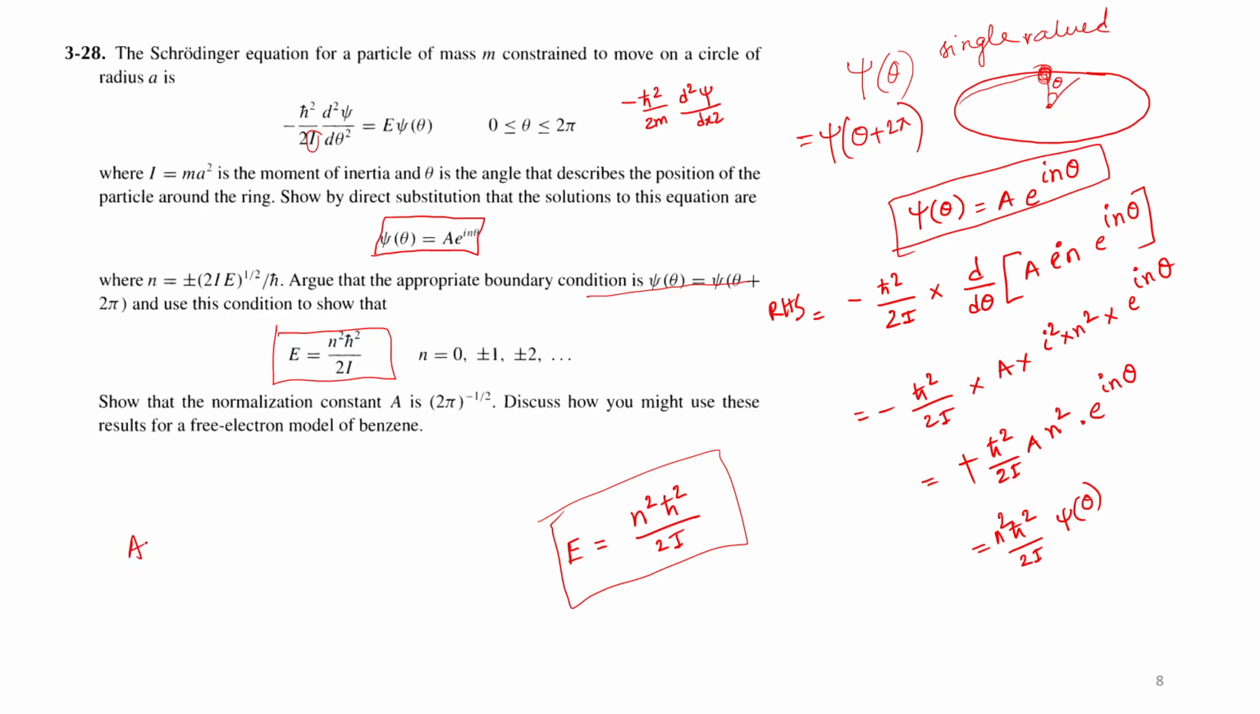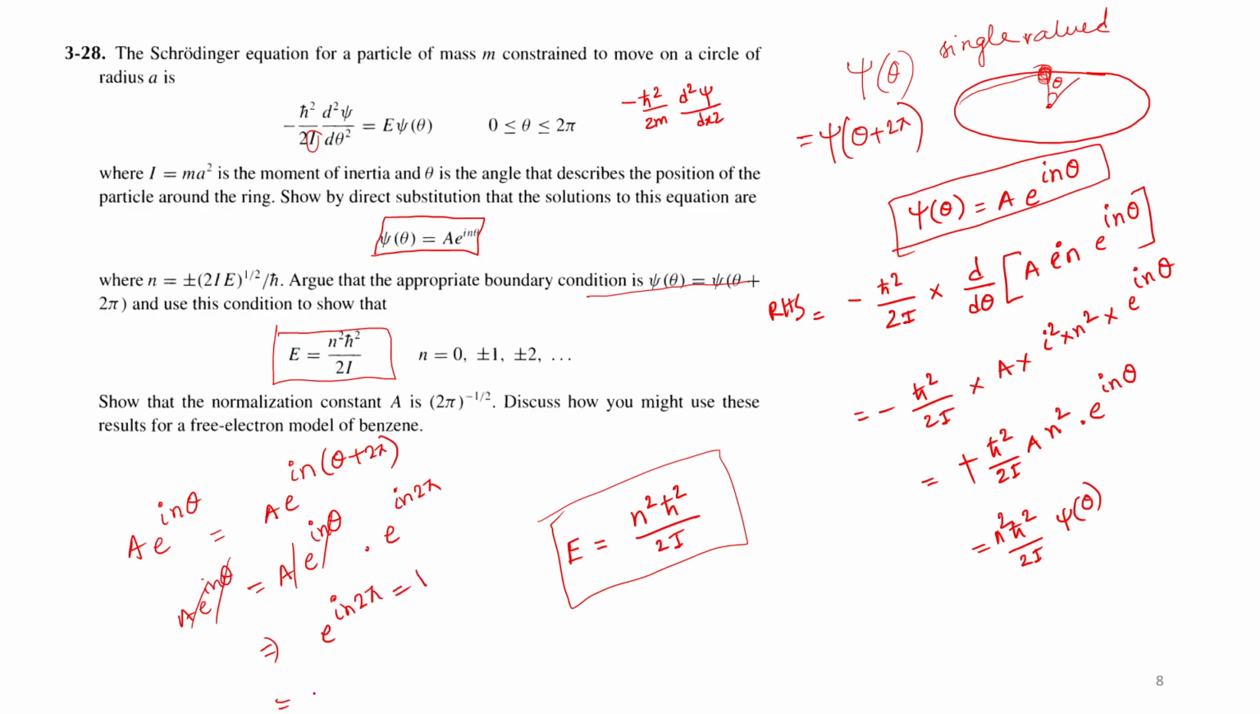So now let us write this. Psi of theta is A e to the power i n theta, and psi of theta plus 2 pi is A e to the power i n (theta plus 2 pi), right? So A e to the power i n theta times e to the power i n 2 pi, and A e to the power i n theta is already there. So for this particular boundary condition, e to the power i n 2 pi needs to be 1.